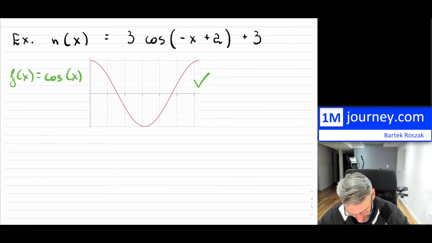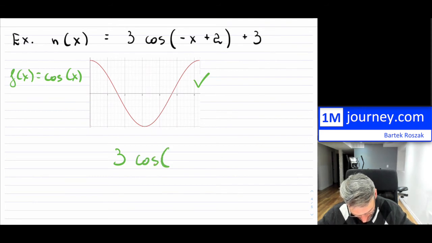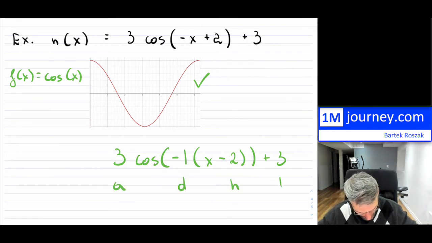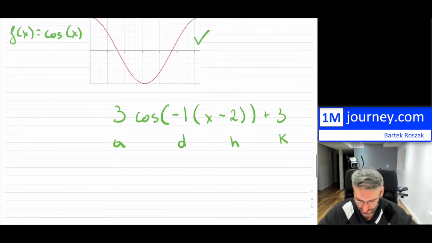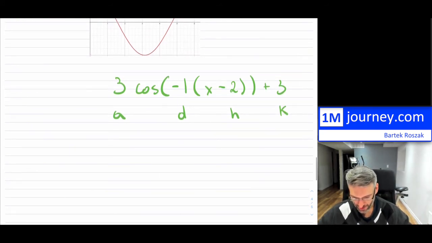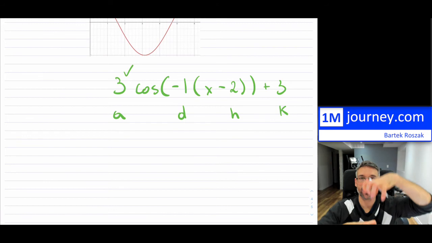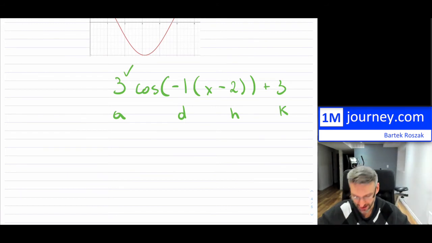So within here, what do we have? So this is my a, so my function, let's rewrite it. So cos, I'm going to take out that negative, so it's going to be -1 x minus 2. So I get my d plus 3. So this is your a, this is your d, this is your h, this is your k. So what does that mean? Well, now I'm going to scale this by 3. So I'm going to stretch it out. So the amplitude changes to 3 instead of 1.